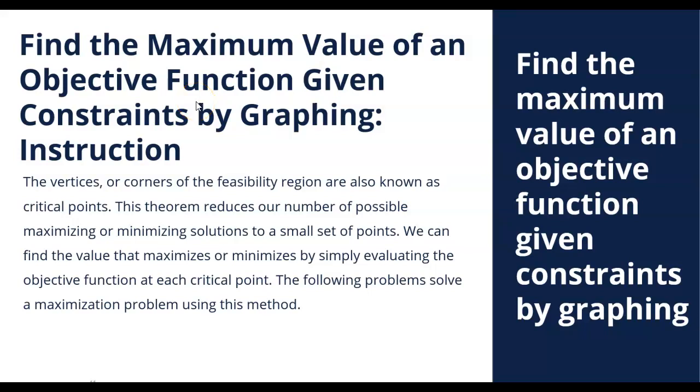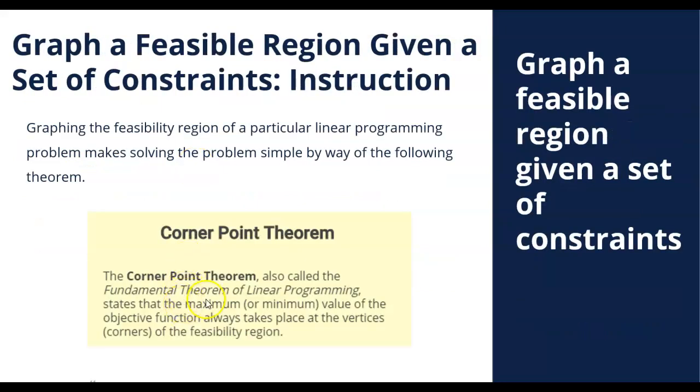Now let us proceed to finding the maximum value of an objective function given constraints by graphing. The vertices or corners of the feasibility region are also known as the critical points. As you recall, the corner point theorem, also known as the fundamental theorem of linear programming, states that the maximum or minimum value of objective functions always takes place at the vertices or corners of the feasibility region.